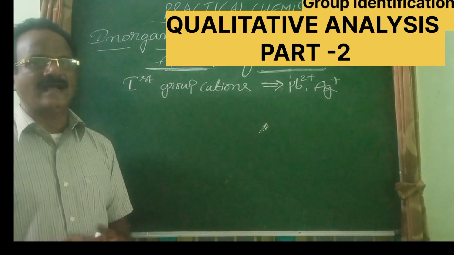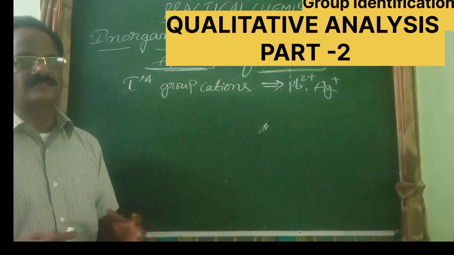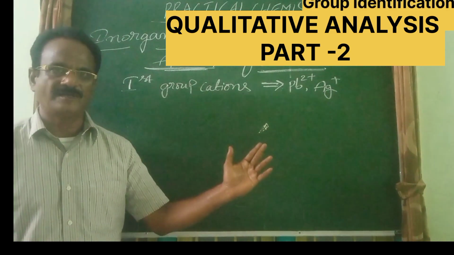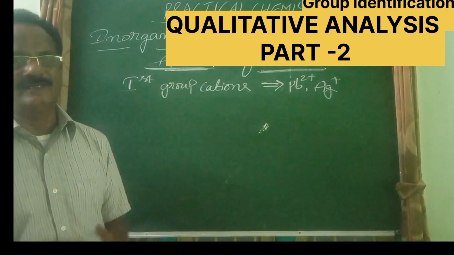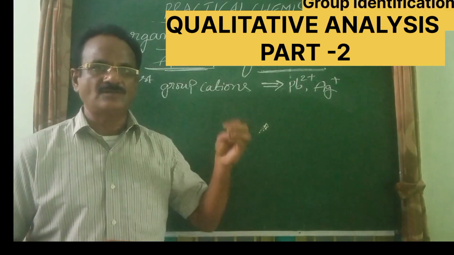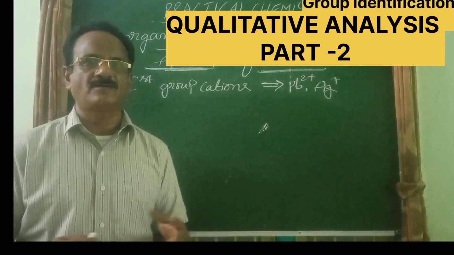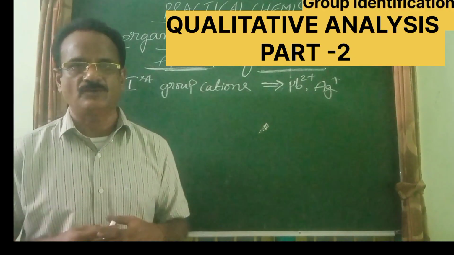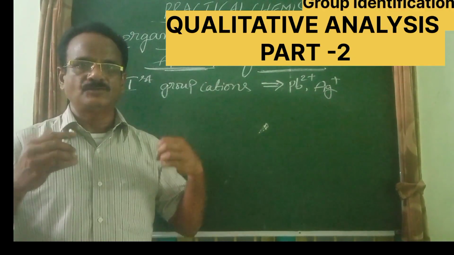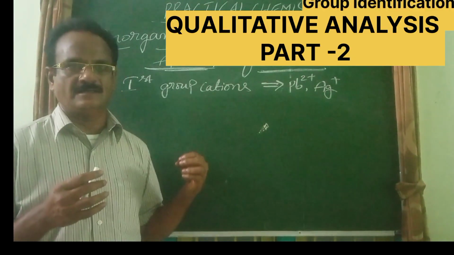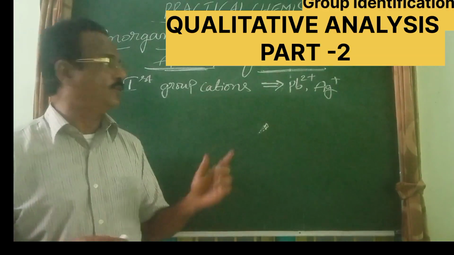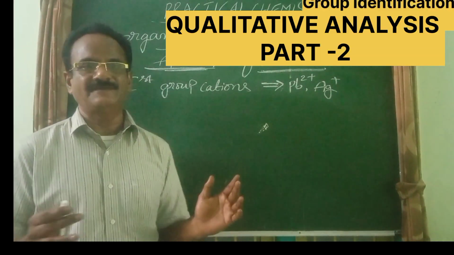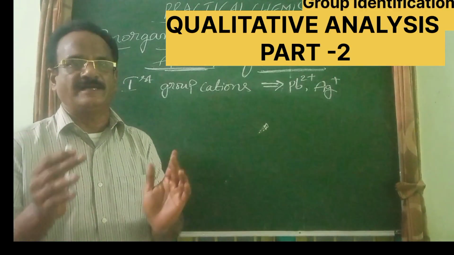Let us see the identification of first group cations, that is Pb2+ and Ag+. Previously I told that Ag+ is not given in the laboratories because the cost of silver salts is too high. So during the analysis of a salt, one can expect only Pb2+ in the first group. Let us see the identification tests for first group cations.